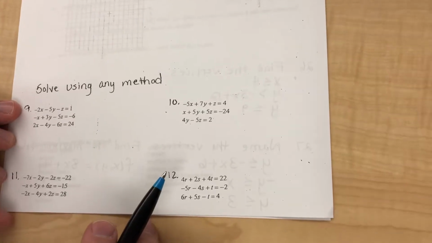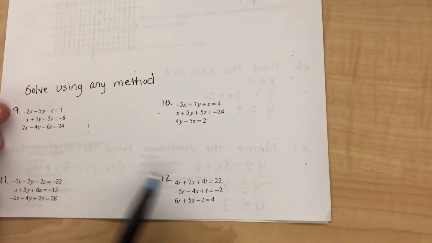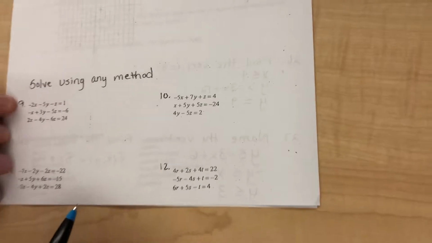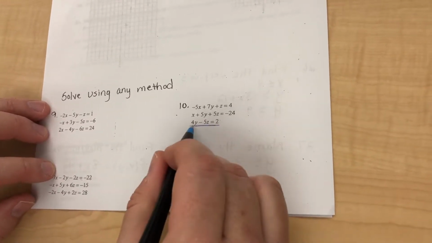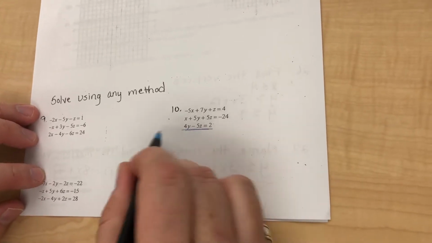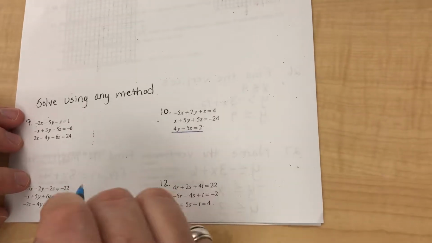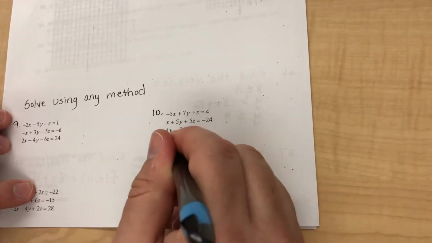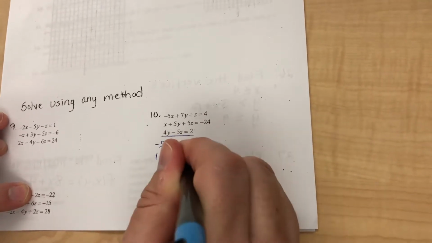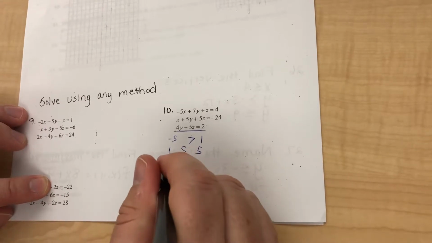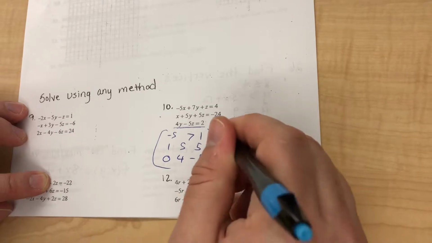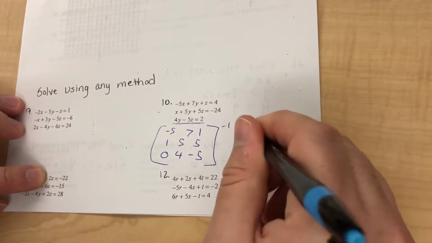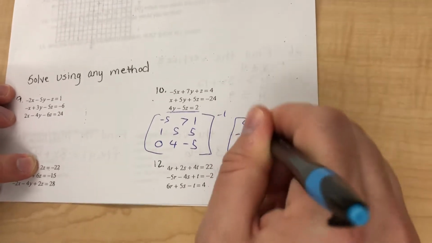Down here, the solving using any method. Again, it's the same kind of thing, but be aware of the ones where the x's, y's, and z's are across the equal sign. And like down here, the last question in number 10, there's a 4, there's a negative 5. There's no x value. So since there's no x value, you don't want to put in a 1. This would be negative 5, 7, 1, 1, 5, 5. And then since there's no x, it would be 0, 4, and negative 5. So this would be my first matrix. Then the second one would be 4, negative 24, 2.